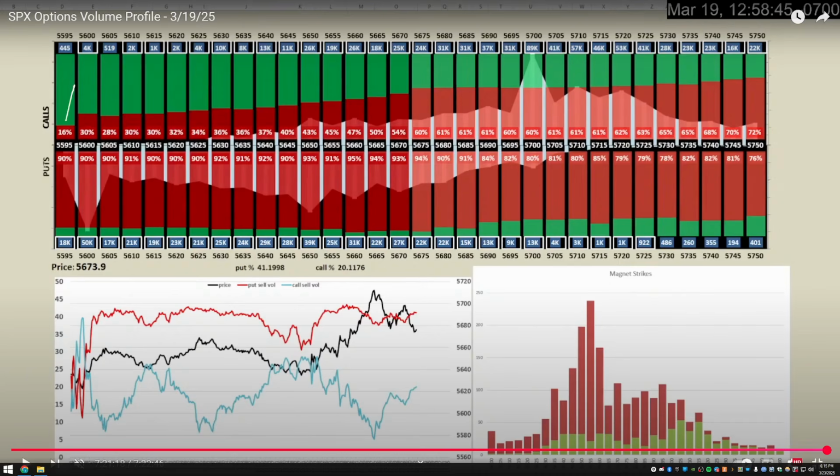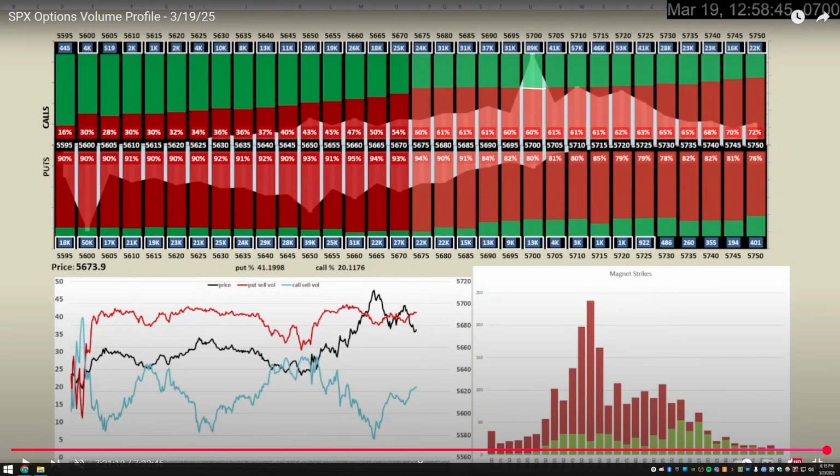The percentage is the amount sold of the strike for each side. So calls at 55.95 are 16% sold. That means they are 84% bought, which is very high. And as we go up closer to 5,700, they get capped out right there. Only 40% bought, which is pretty much where it seems like we ended the day.